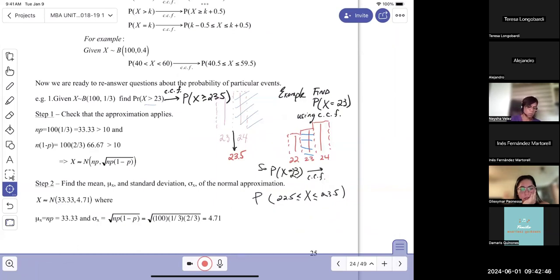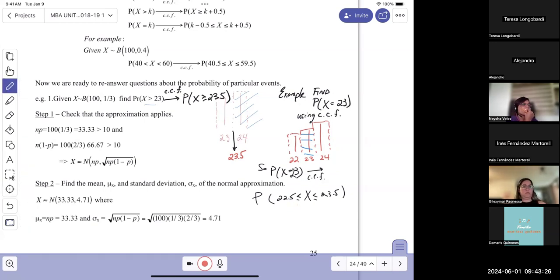Any questions about what I'm doing here? Are you following me? So basically, I want 23 using the normal. I have to adjust it. Otherwise, what would be the answer? Using the normal, it would be 0. We don't want 0. We know there's density there. So the approximation is just 0. But with the proper continuity correction, it should have a value, right? So we add density around and we solve it.